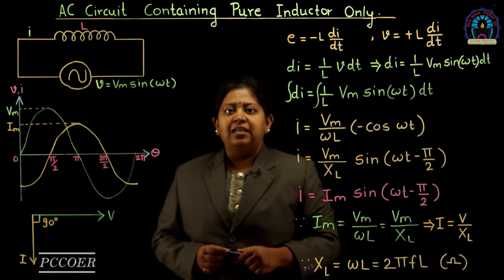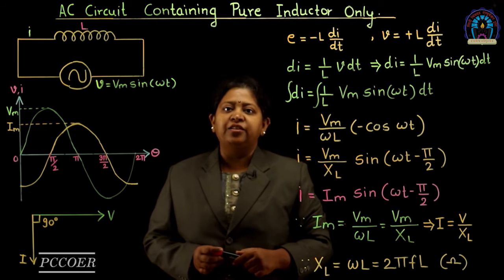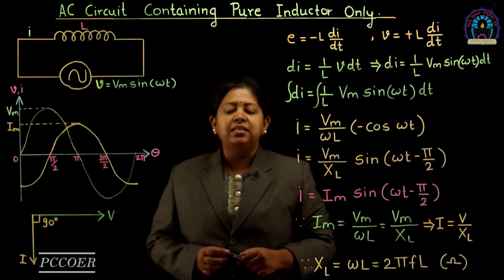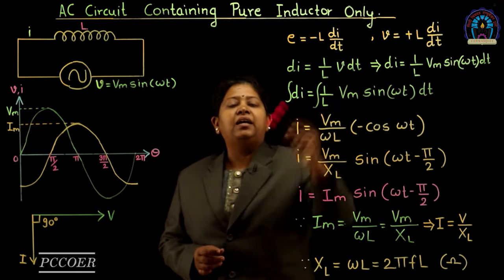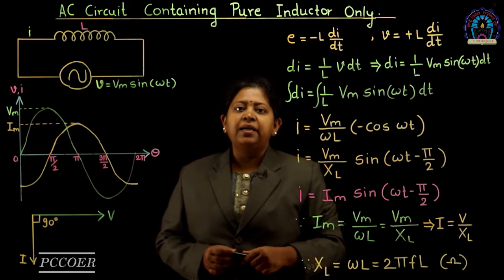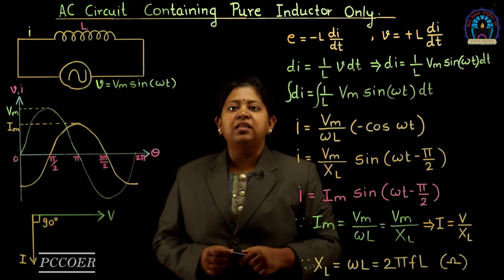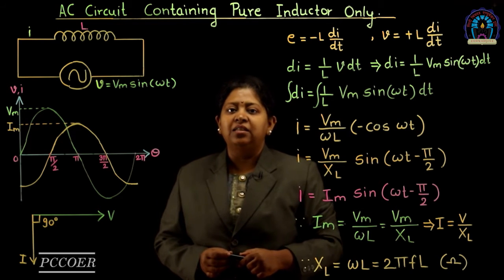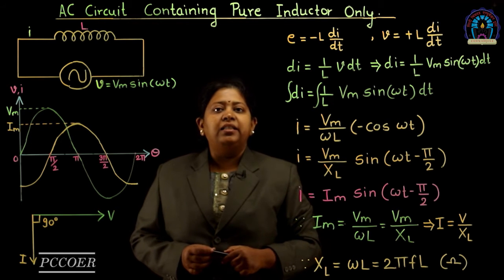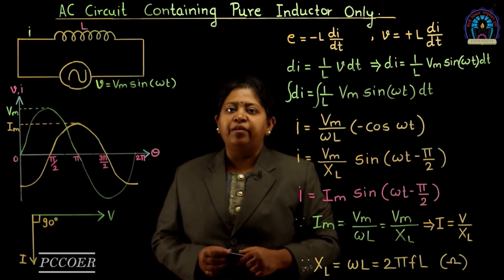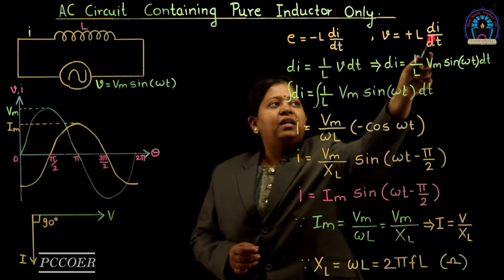This is an inductor, and in this inductor, according to Faraday's law of electromagnetic induction, EMF is induced. This EMF is given by equation E is equal to minus L di by dt. As per Lenz's law, this EMF opposes the cause producing it, which is nothing but the change in the current taking place in the inductor. So, in turn, this EMF opposes the applied voltage. Thus, V is equal to plus L di by dt.